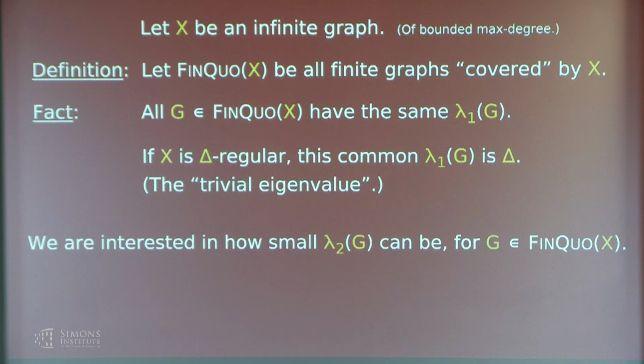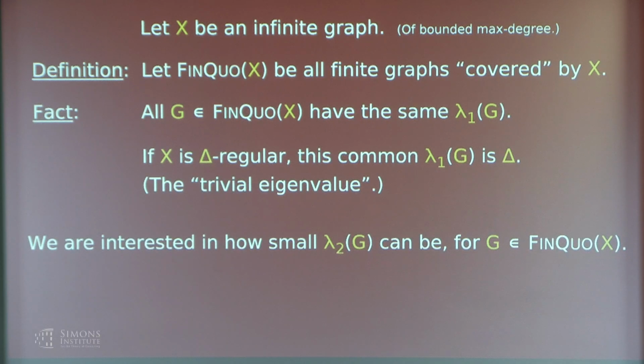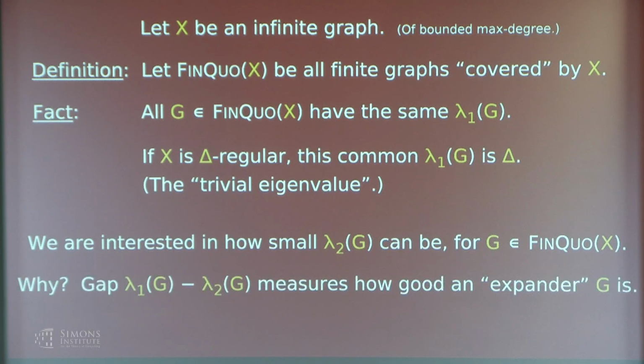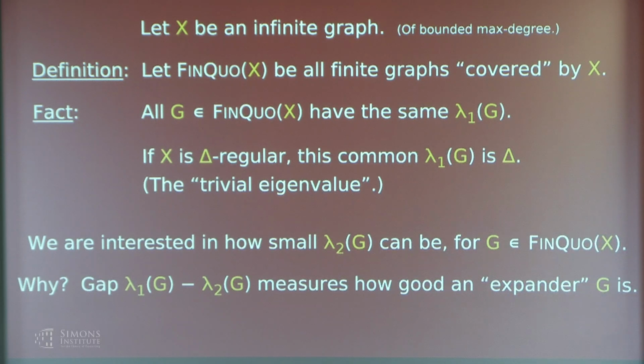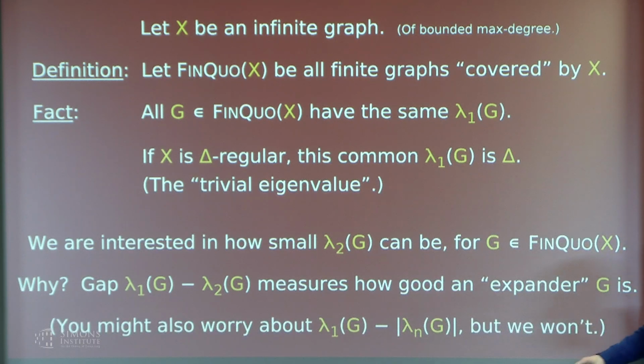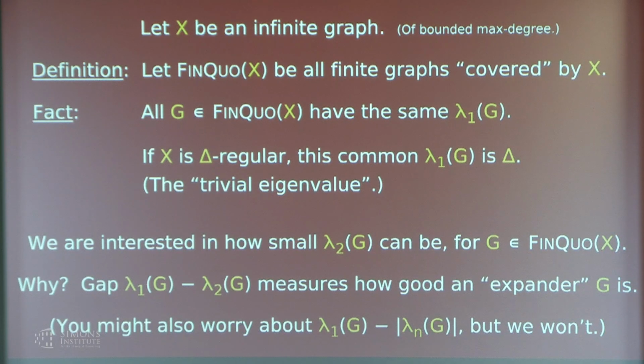So in light of this, we're going to be talking about expanders and Ramanujan graphs and so forth. We're going to be interested in how small the second largest eigenvalue of these finite graphs G can be among all the graphs covered by X, all the graphs that locally resemble X. And one reason for this is that this gap between the largest eigenvalue and the second largest eigenvalue is some kind of spectral measure of how good an expander this small graph G is. If you think about expanders, you might also worry about how large the negative smallest eigenvalue of G is. But we're not going to worry about this in this talk. So we're only going to be worried about how far away lambda 2 is from lambda 1, or how small the second largest eigenvalue can be.